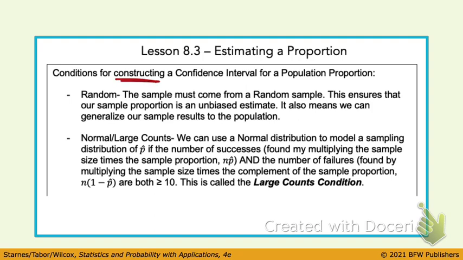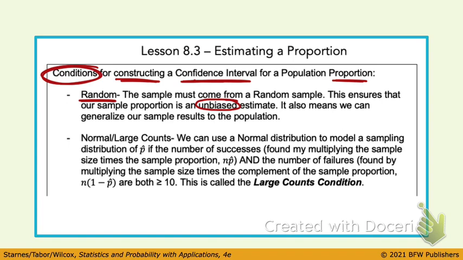When we are constructing a confidence interval for a population proportion, we need to check some conditions. The two conditions that we discussed yesterday were, we need to make sure that we have a random sample. So the sample must come from a random sample. This ensures that our sample proportion is an unbiased estimate. It also means that we can generalize our sample results to the population. So when we take a random sample, that means that we're able to get an unbiased estimate and that our results will go back and generalize to the population.